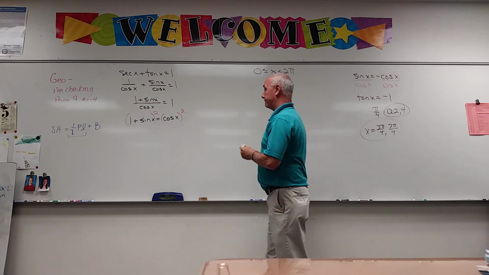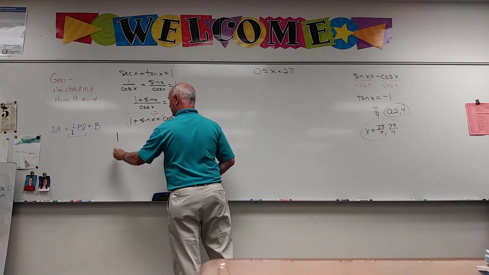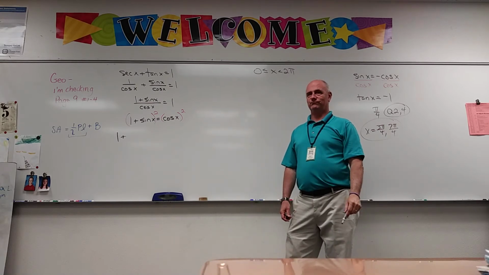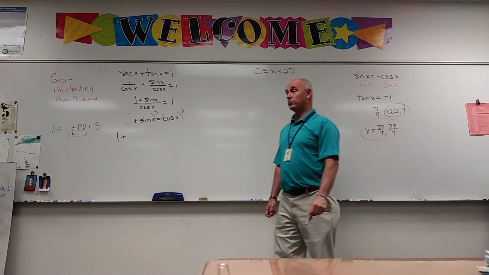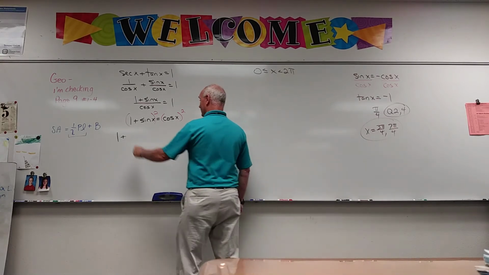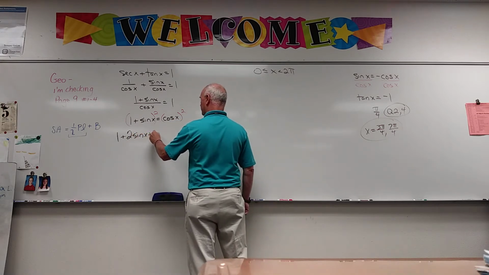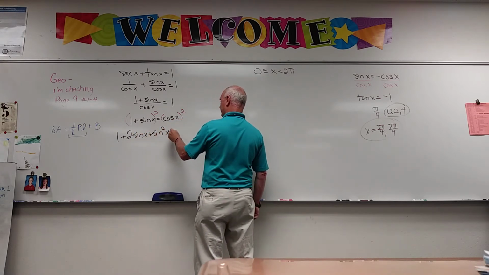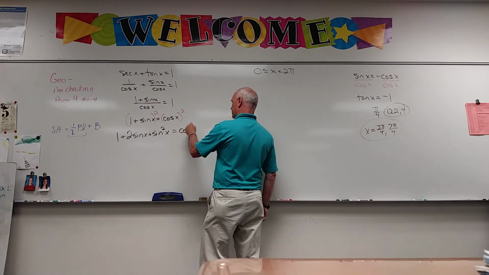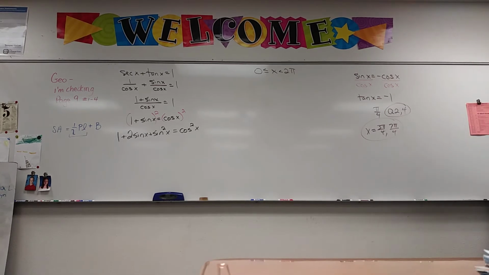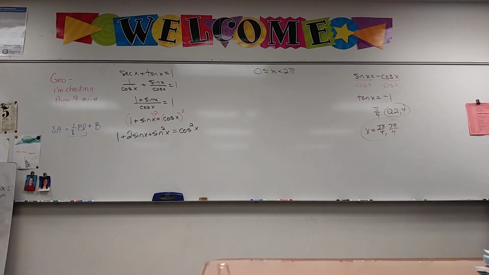All right. What do we get? 1 plus 2 sine of x plus sine squared of x equals cosine squared of x. Okay. Why? Why what?